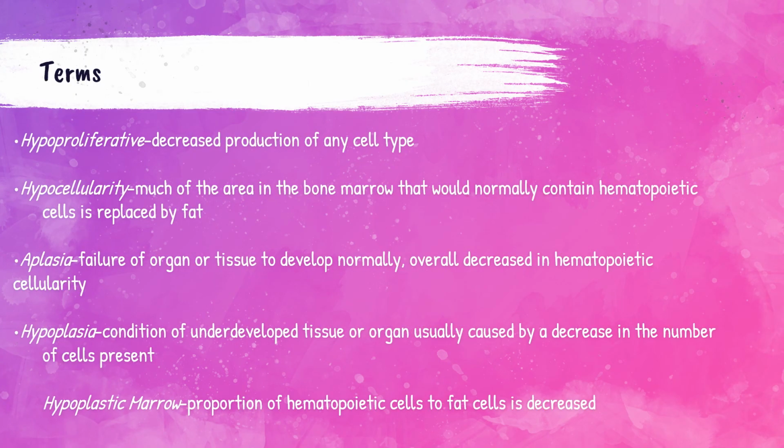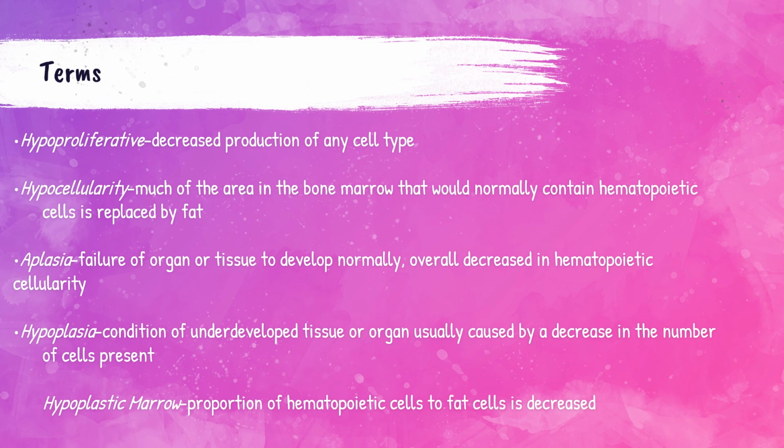Before we start into talking about the details of hypoproliferative anemias, it's important to talk about a few key terms that are going to be used throughout this presentation. So the term hypoproliferative means a decreased production of any cell type. So this can be red blood cells, platelets, and all the different white blood cells, so lymphocytes, monocytes, neutrophils, eosinophils, or basophils.